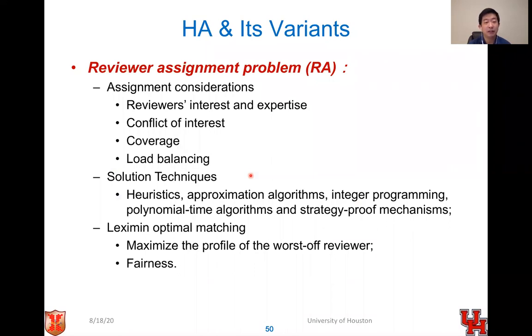For reviewer assignment, the considerations include conflict of interest, coverage, load balance, and all those constraints. And then typically they use a Lamington optimal matching. So this is the algorithm they use.